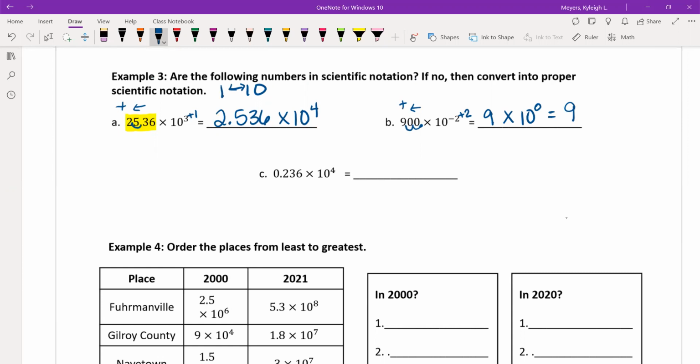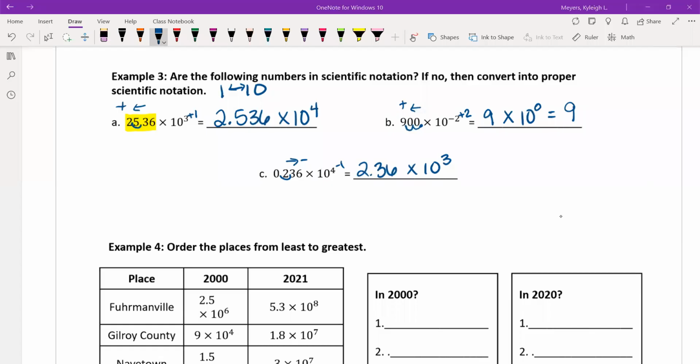So try C. I want you to pause and try C right now. Because we had to move to the right, we had to subtract because we were moving smaller. So then we had a negative 1, so 4 minus 1 is 3. So it should be 2.36 times 10 to the 3.